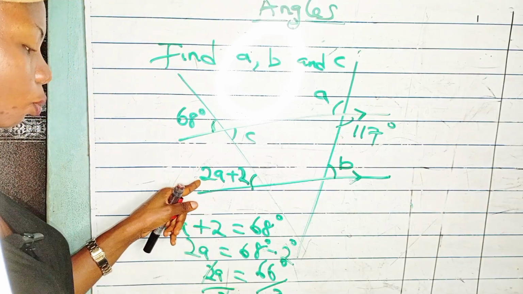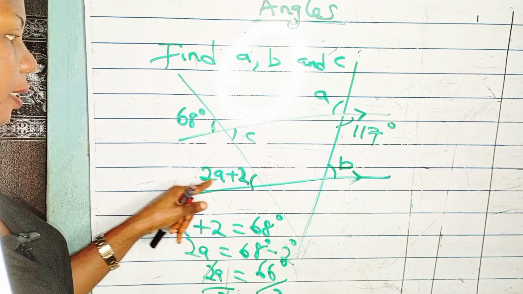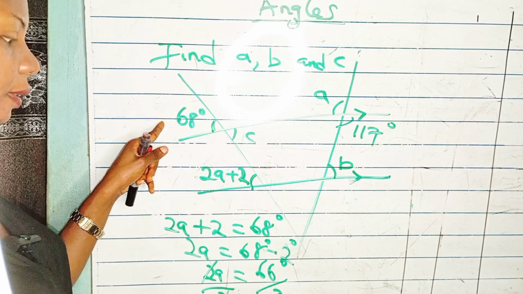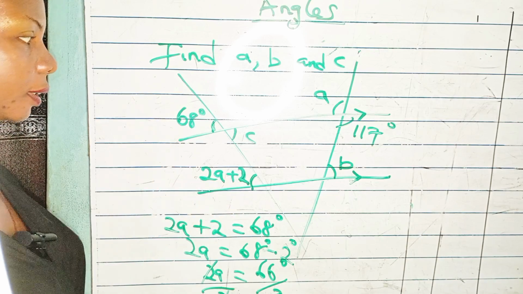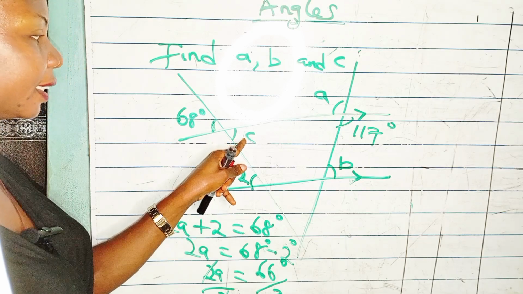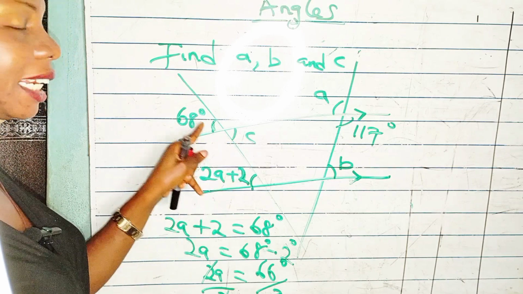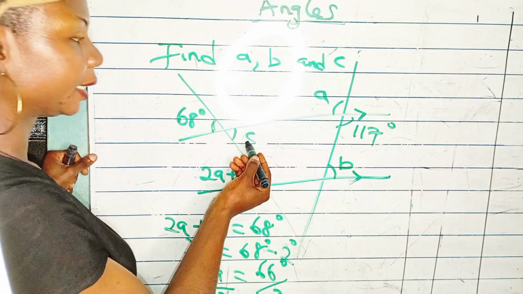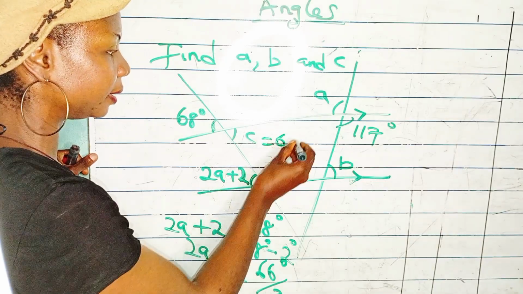So 33 times 2 will give you 66. 66 plus 2 will give you 68 degrees. You've solved this. And C is vertically opposite to this, and vertically opposite angles are equal. That's C is equal to 68 degrees.